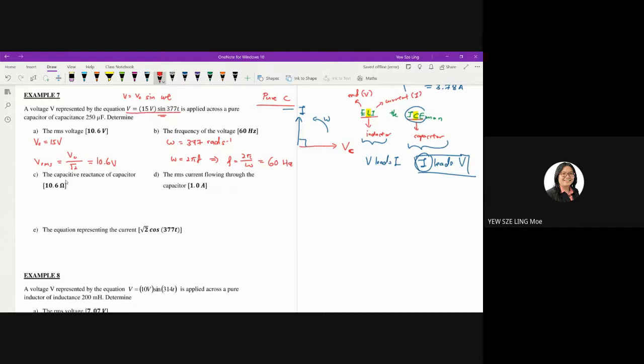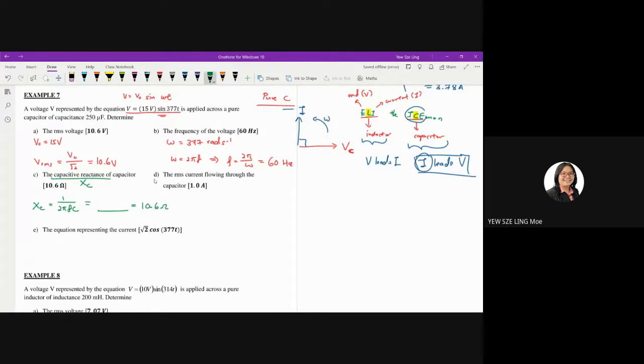And then how about question C? I have, yes, it's correct, 60 hertz. Now let's look at question C, the capacitive reactance of the capacitor. It means it's asking for XC. So XC equals 1 over 2 pi fC. Plug in the value and eventually you will get 10.6 ohm. That is how you solve it.